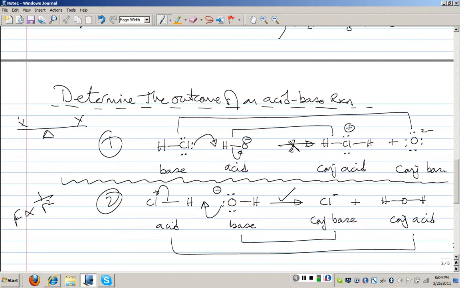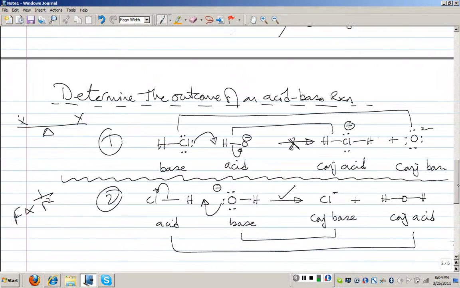So that's how I determine the outcome of an acid-base reaction. I identify the base conjugate base pair. I identify the acid conjugate acid pair, and I reason, where is the stronger species? Now, I do not have to do both. In other words, if I can prove that hydroxide is a stronger base than chloride, I do not have to also prove that HCl is a stronger acid than water. I need prove only one, because if I say this is stronger than that, it must mean this is stronger than that. I don't have to do them both.